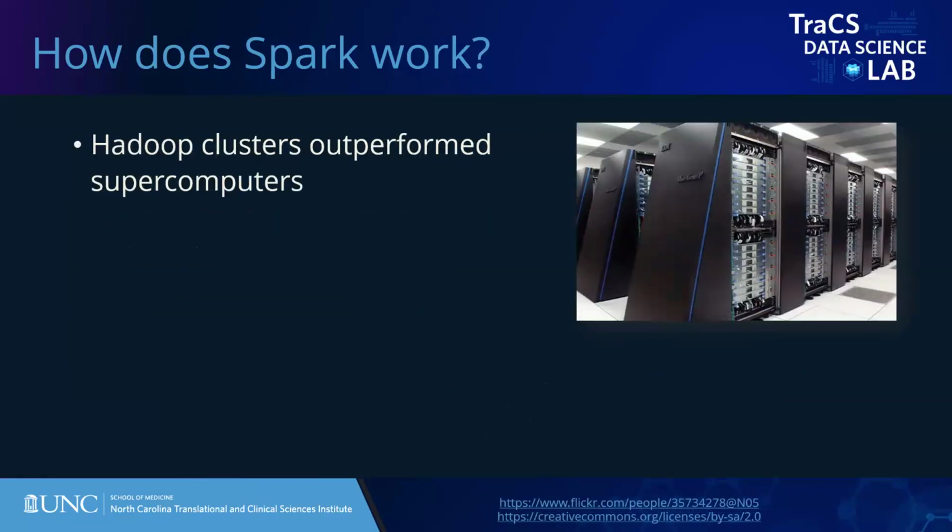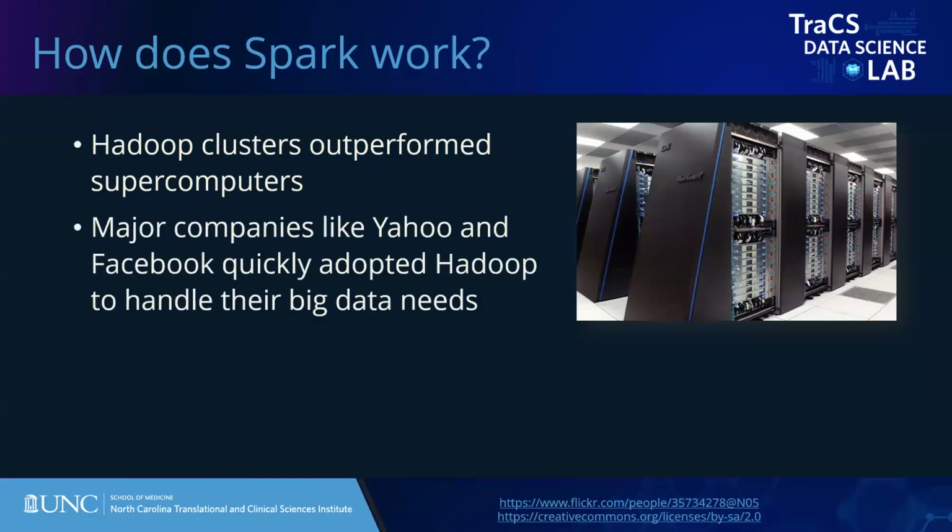So Hadoop running on a cluster of computers was able to outperform supercomputers with respect to processing speed. And this highlights a big key of Hadoop's design, which was about reducing the need for ultra high-end specialty hardware. Instead, you can utilize more of the more standard hardware. And this is referred to as scaling out as opposed to scaling up. And we'll come back to this concept as well. But Hadoop was really a big success. So major companies like Yahoo and Facebook quickly adopted Hadoop to handle their data needs.